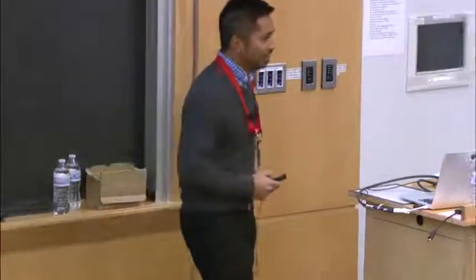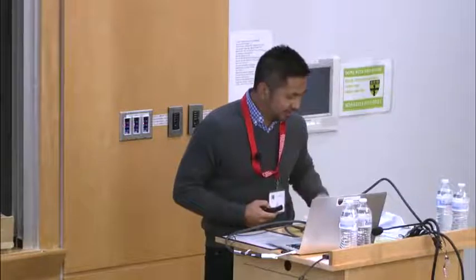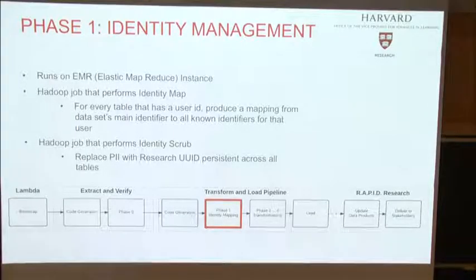And so I mentioned the identity management step. This step is probably the most important step. It links all the users together across all platforms. We do that using a Hadoop process. It runs on an Elastic MapReduce machine on Amazon, which we use daily. And what it does is every day we get a new data dump.